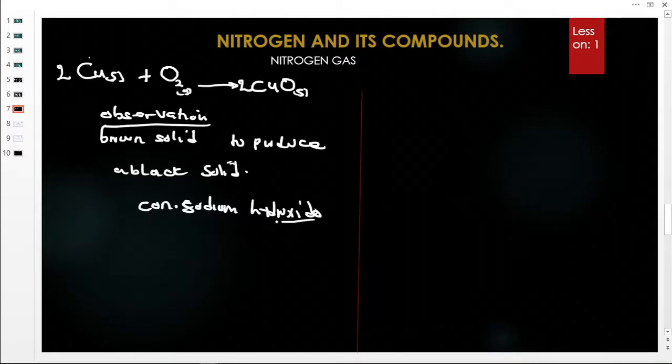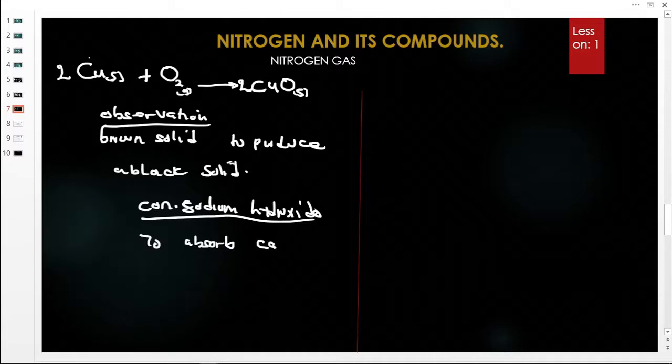Then another reagent was concentrated sodium hydroxide. Why do we use it also? It is used to absorb carbon dioxide. So to remove carbon dioxide, remember this nitrogen is being removed from air, from the atmosphere, so it comes with the oxygen, it comes with the nitrogen, it comes with some water vapor and also other impurities plus rare gases. Thus we have to use sodium hydroxide in order to remove carbon dioxide.